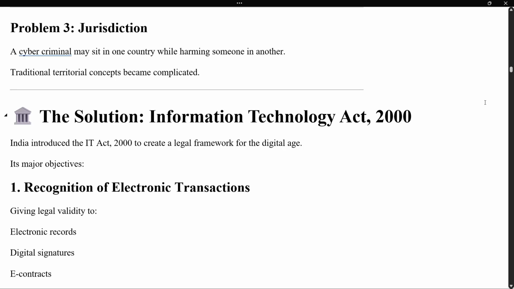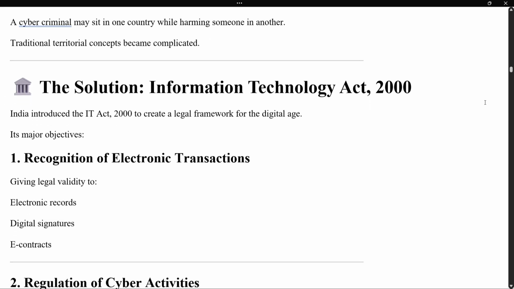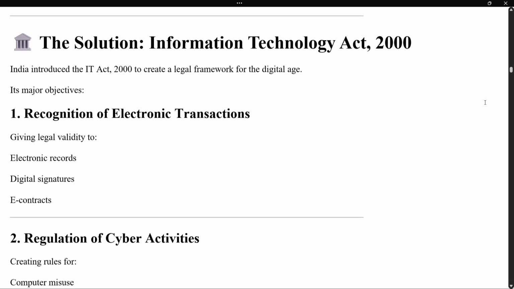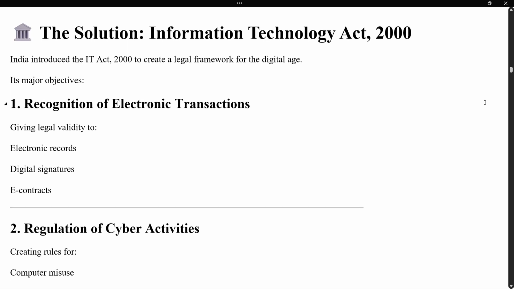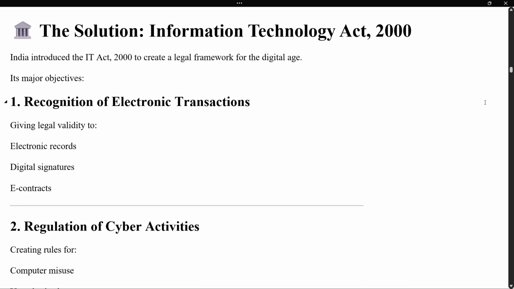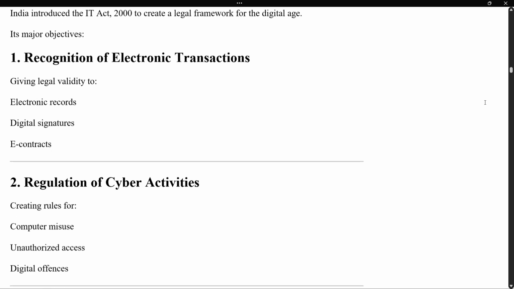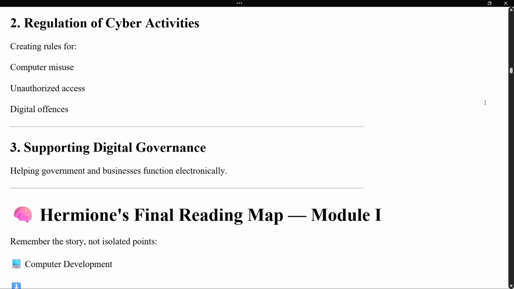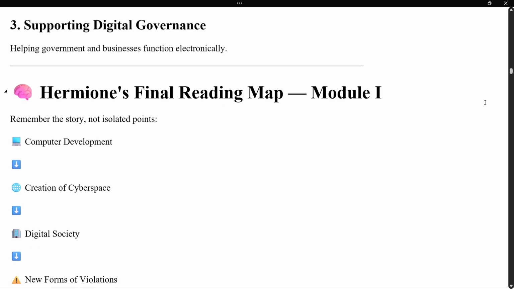The solution: Information Technology Act, 2000. India introduced the IT Act, 2000 to create a legal framework for the digital age. Its major objectives. 1. Recognition of electronic transactions. Giving legal validity to electronic records, digital signatures, e-contracts. 2. Regulation of cyber activities. Creating rules for computer misuse, unauthorized access, digital offenses. 3. Supporting digital governance. Helping government and businesses function electronically.